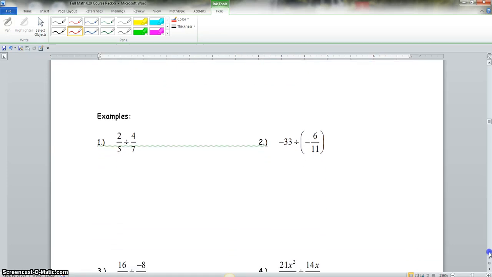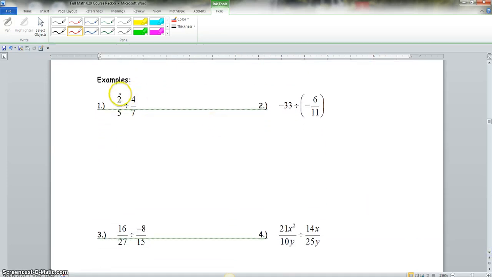Now we go down here to these examples. Again, we keep this first fraction the same, which is 2/5. Division becomes multiplication, and we take the reciprocal of the second fraction. Now we use the multiplication rule. 2 is prime and 7 is prime. 5 is prime, but 4 breaks down to 2 times 2. Now we have one set of 2's that are in common, so now we will end up with 7/10.